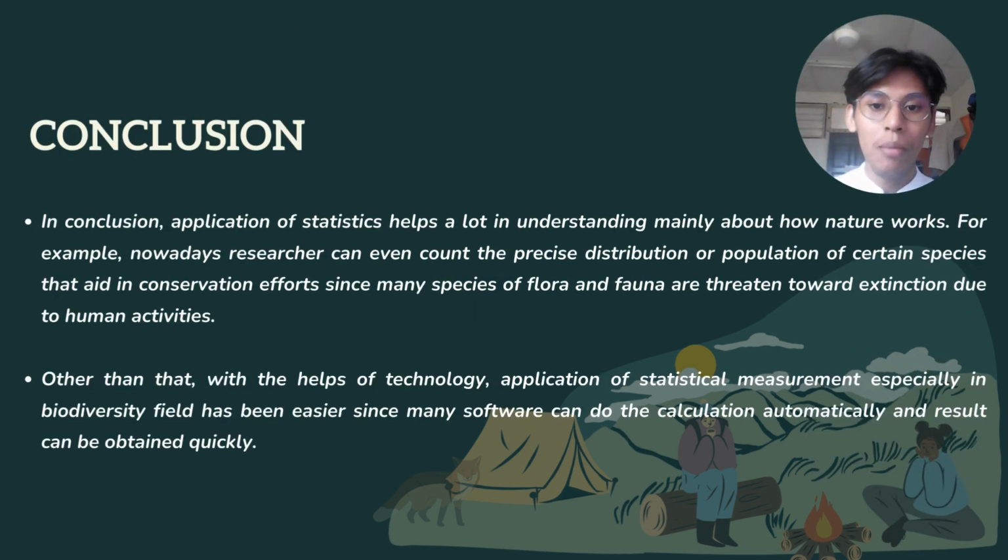In conclusion, application of statistics helps a lot in understanding mainly how nature works. For example, nowadays, researchers can even count the precise distribution or population of certain species that aid in conservation efforts, since many species of flora and fauna are threatened with extinction due to human activities. Other than that, with the help of technology, application of statistical measurement, especially in the biodiversity field, has been easier since many software can do the calculation automatically and results can be obtained quickly.